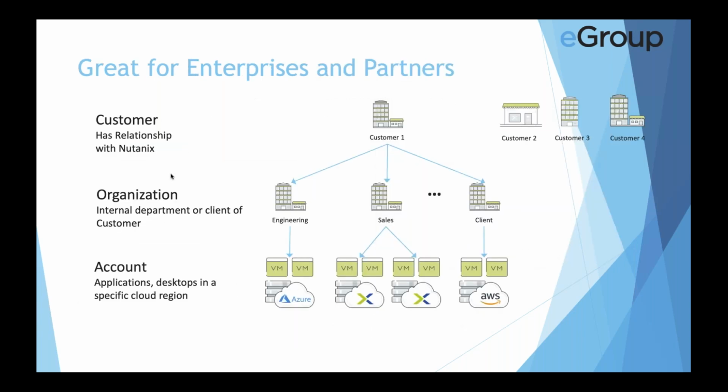So it's great for enterprises and partners. I mentioned this earlier. We can have that multi-tenancy hierarchy of the whole pools and the whole scenario. If I'm an organization and I've got a Frame entity, I can now create multiple organizations underneath my customer level and then multiple accounts. You can see on this screen here, the customer has an engineering department, which might have resources located in Azure. The sales department gets resources located in an on-prem Nutanix cluster. And then finally, XYZ client over to the right gets resources provisioned in AWS, right?